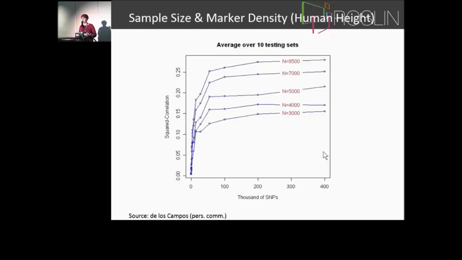If we go to human populations, this was something that I really held on to: when we increased the training sets, we were able to utilize more of the information from a higher density SNP panel. Although the inflection point doesn't really change dramatically, we can actually capitalize on that additional information to some extent.